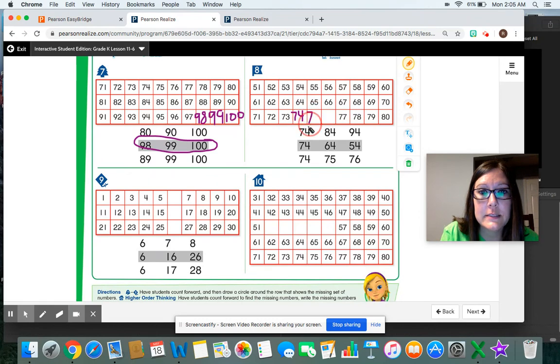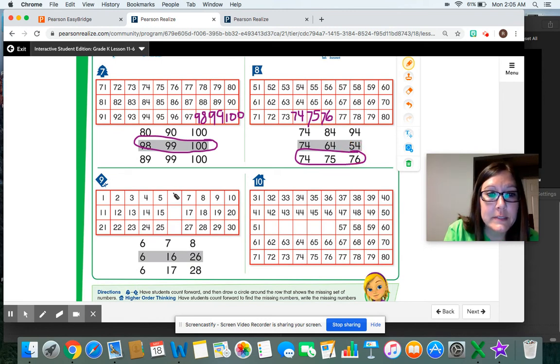All right, the missing numbers here, 74, 75, and 76. There we go. And the missing numbers here, 6, 16, and 26. Do you see how in this column, the 6 is the same in the ones place? So let's see, you needed to circle this group.